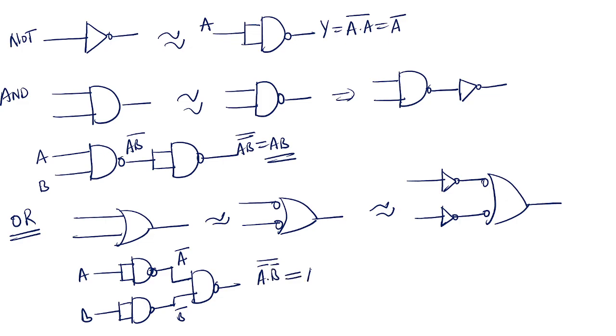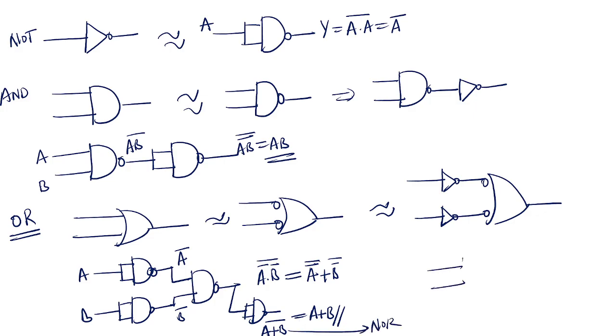Apply De Morgan's theorem: A bar whole bar plus B bar whole bar. This is A OR B. You got the OR gate. And a NOR gate, how do you get it? From here, when you connect one more inverter with the NAND gate, this is nothing but A OR B whole bar. You will get the NOR gate. Here you are realizing it by using NAND only.